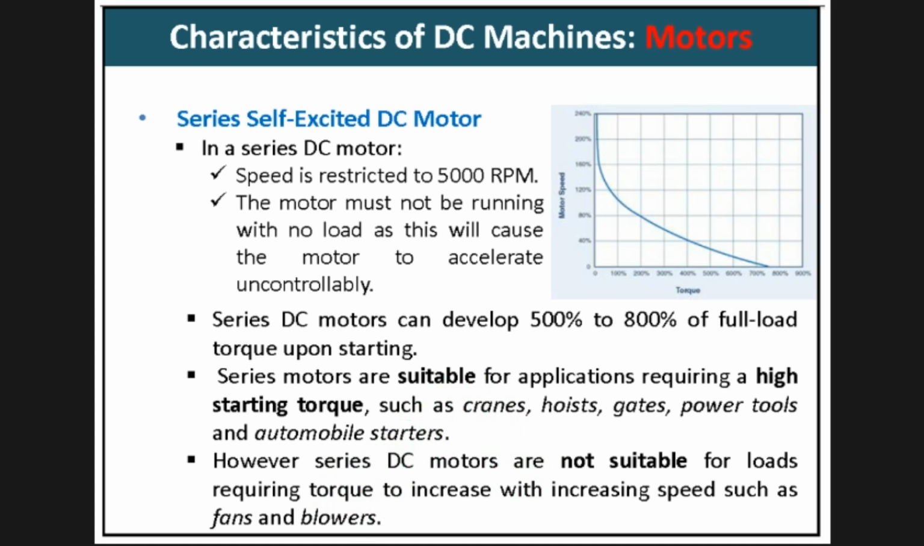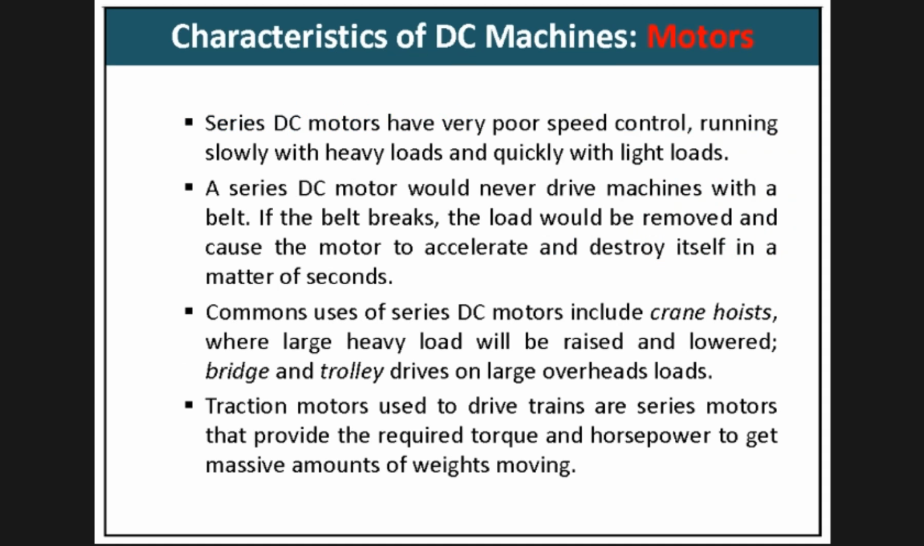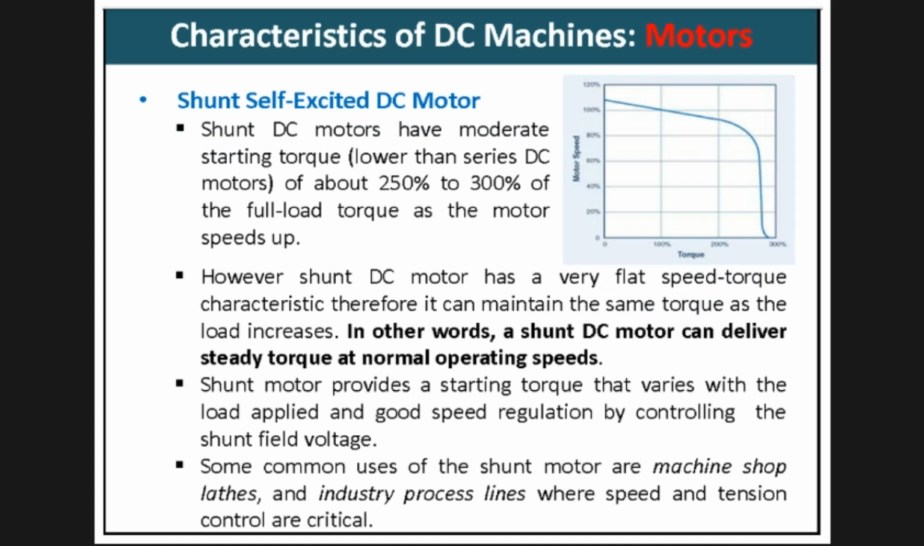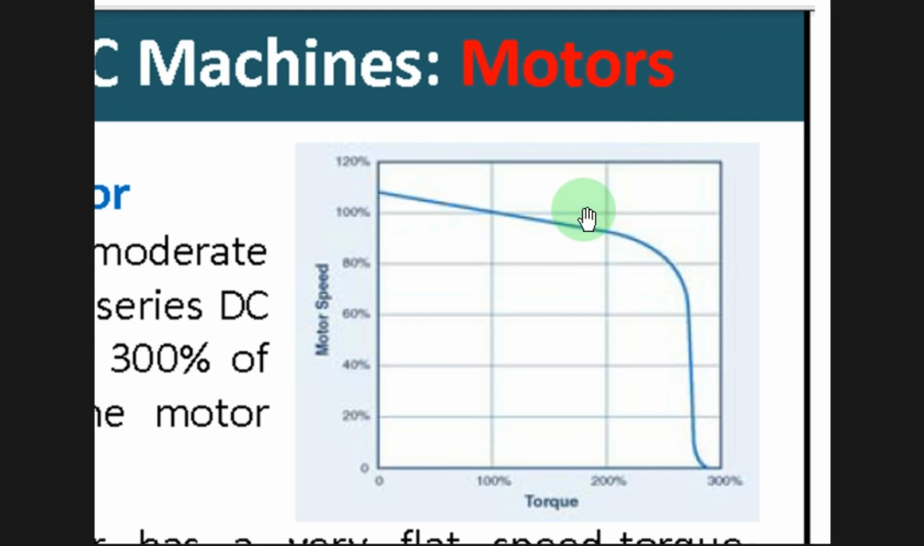And then we come to the shunt self-excited DC motor. Sorry, this one. There you will see the graph is different. Here it can maintain an almost constant speed with varying torques, right?